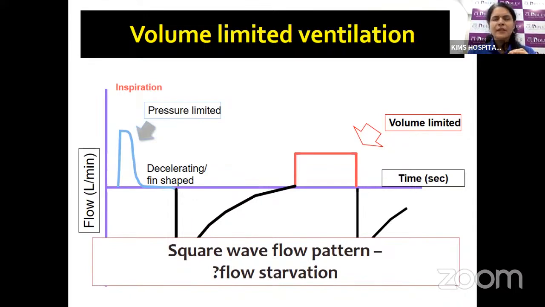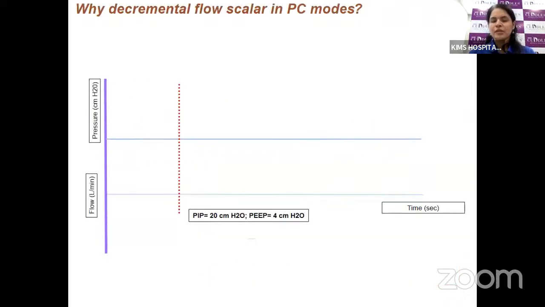And this has a certain advantage because you give maximum inspiratory flow at the beginning of inspiration, when the baby actually needs that maximum inspiratory flow. So this gives rise to the decremental or fin-shaped flow scalar graphic in pressure limited breaths. Whereas in volume limited breaths, this doesn't happen, because pressure is not the controlling variable, it is the tidal volume which is the control variable. The flow during the entire inspiration is fairly constant, giving rise to a plateau-shaped flow scalar.